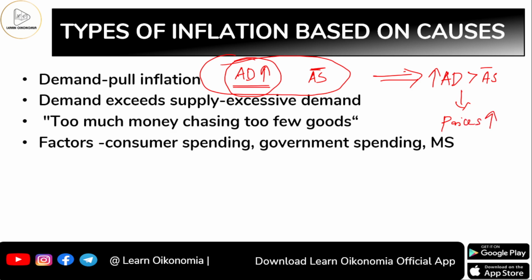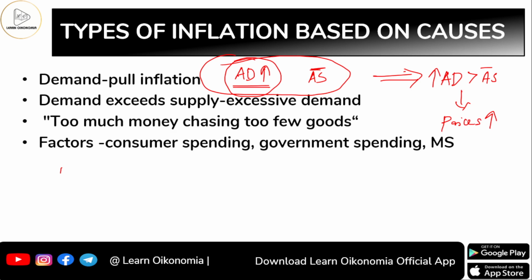Supply is something that would be lesser and the demand is exceeding supply. So you do have something called an excess demand, and for the same reason prices would be increasing, and what happens is that too much money would be chasing too few goods. Okay, so as I was telling you, there would be several reasons for your aggregate demand to increase.